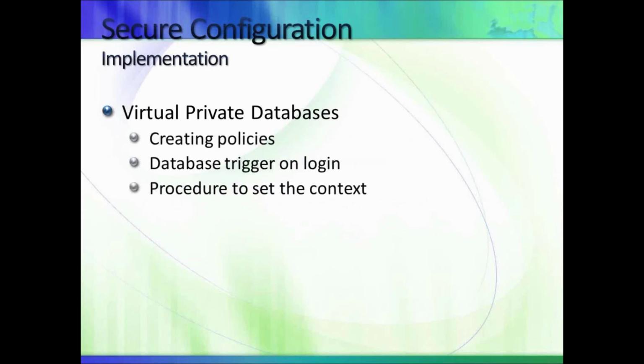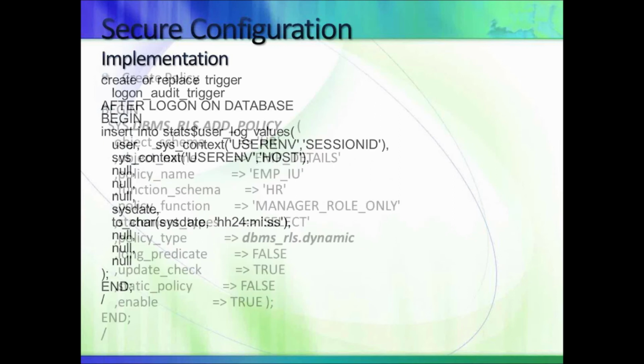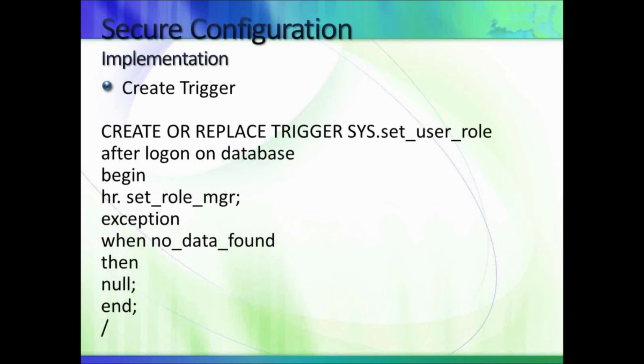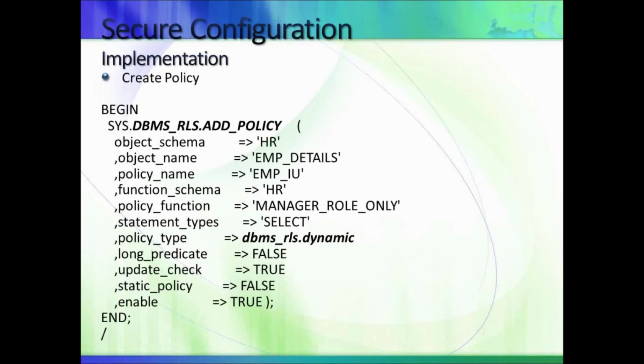So in creating the policy, let's just walk through some of this. You can create basically a logon trigger, which will set your role after you log on to the database. So anyone logging on will get the role set, and then based on the different policies that you can create, you create this policy on an object, and you then have a policy function, which is that role that you've just granted. And then you can have statement types.